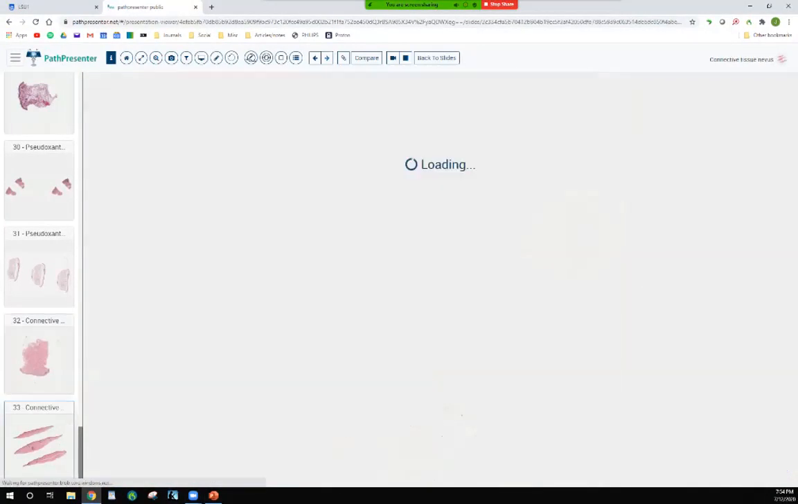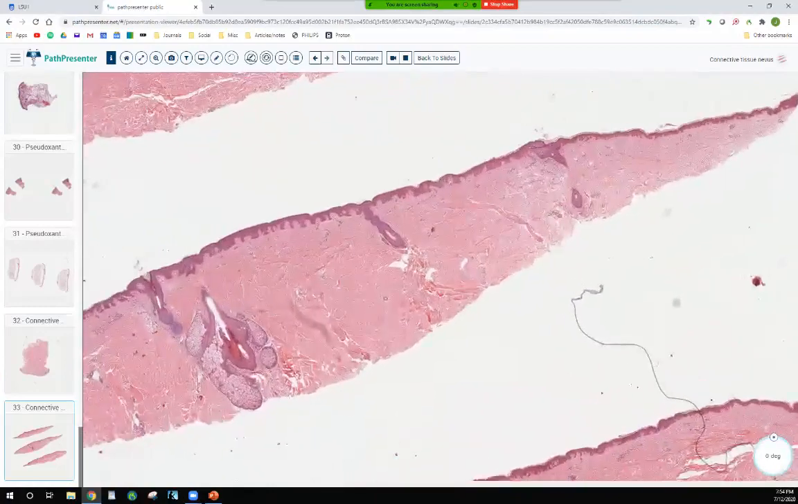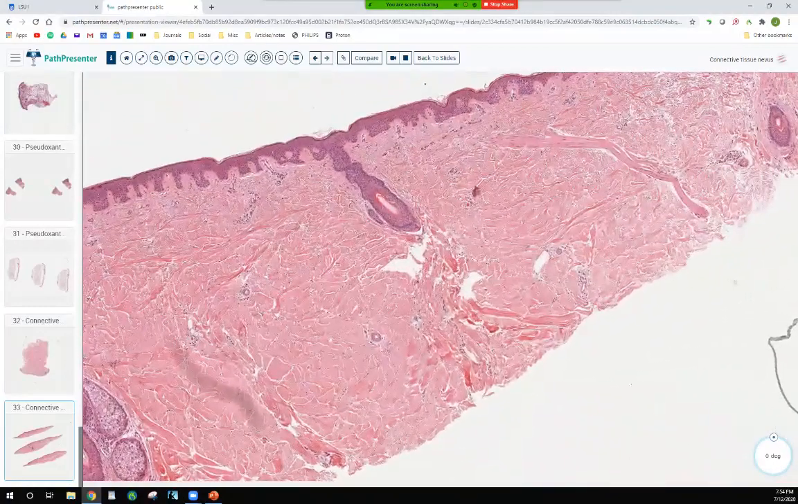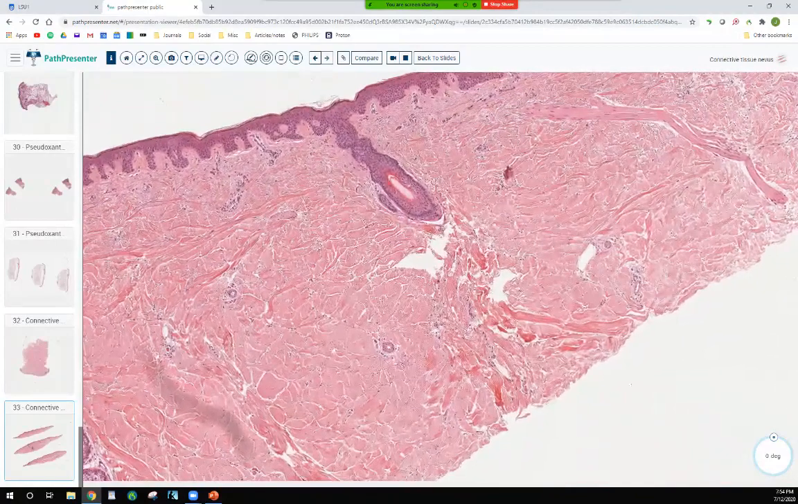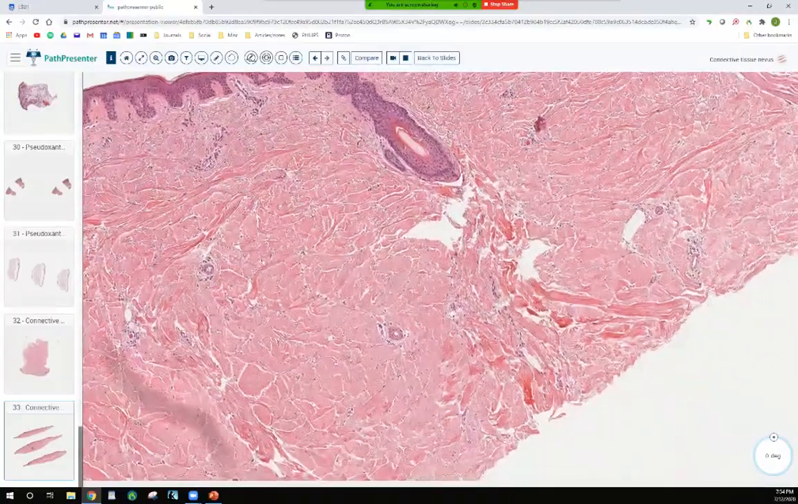All right, I think I had one more image here. I don't think this one is as good. This one would be really difficult. I could probably stare at this one for a while and not really know what's going on. You could use your trichrome and elastic fibers stains to see if there's some disorganization.